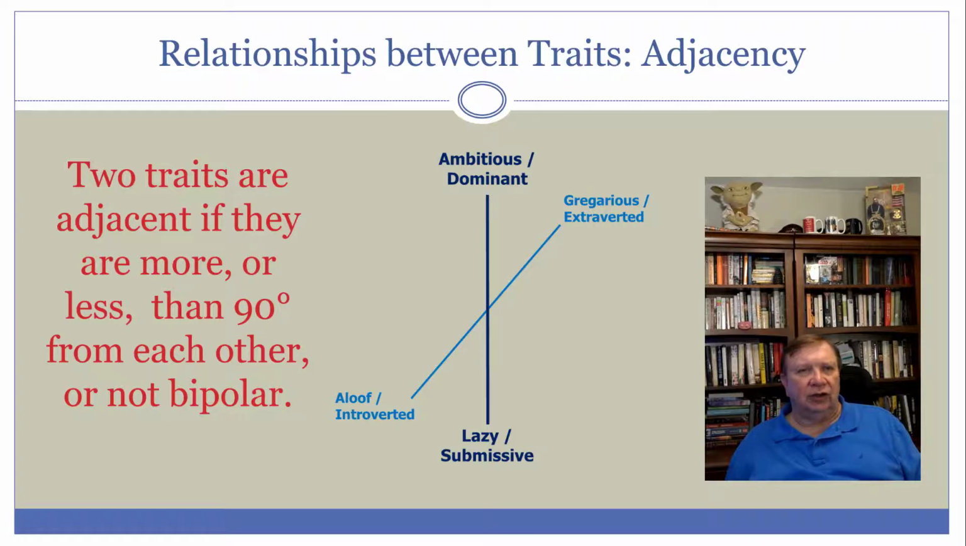We'll start with adjacency. Here I've plucked a couple of traits from the circumplex model. We have them represented as lines in mathematical space. So we have a trait of ambitious dominance on one end, lazy submissive on the opposite end, and a trait of gregariousness, extroversion on one end, and aloof, introverted on the opposing end. Traits are adjacent if they are more or less than 90 degrees to each other, and not bipolar. We'll define bipolar next. So basically, any trait not at 90 degrees or not at the opposite end of a trait is adjacent to other traits. And the closer the trait lines are together, the more adjacent they are, and the higher the correlation between the two traits.